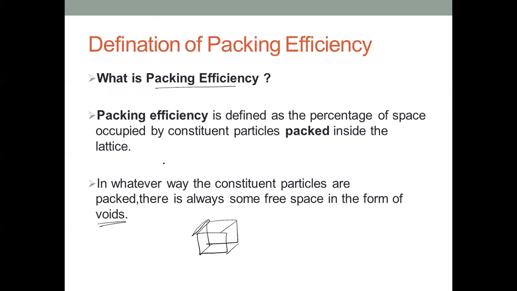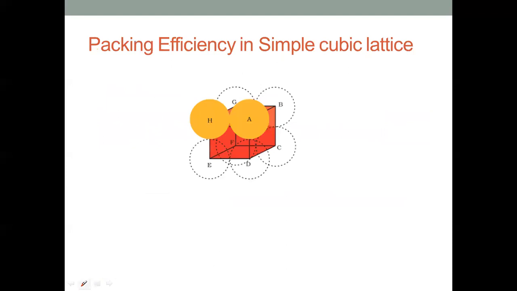So packing efficiency is the percentage of the total space which is occupied by the particles. It is defined as the percentage of the space occupied by the constituent particles packed inside the lattice. So to know how well it is packed, how these atoms, which are in the shape of spheres, occupy the unit cell, we can calculate the packing efficiency of different types of lattices.